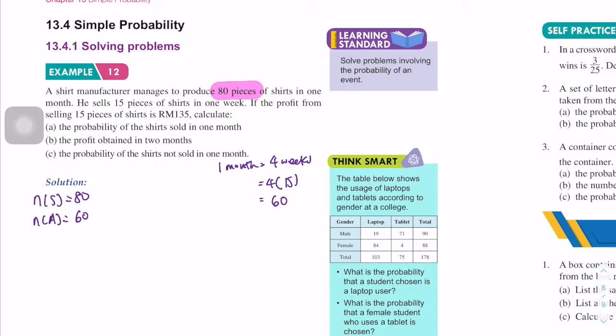So let's calculate A, the probability of the shirt sold in 1 month. So P(A) equals n(A) over n(S). So in 1 month, he was able to sell 60 out of 80 pieces. Simplify, we get 3 over 4.